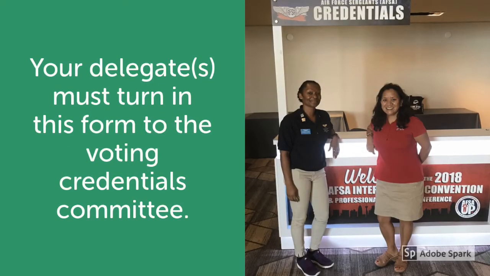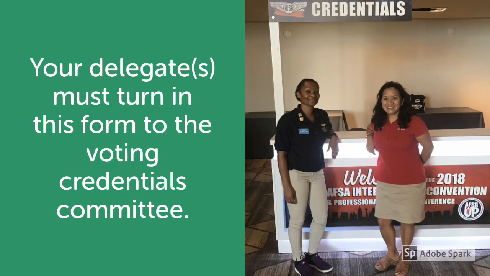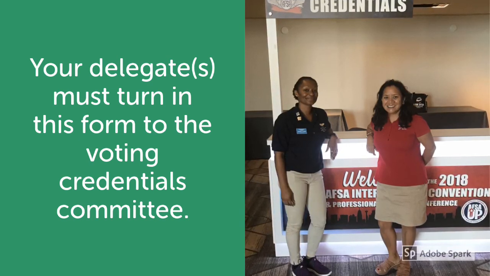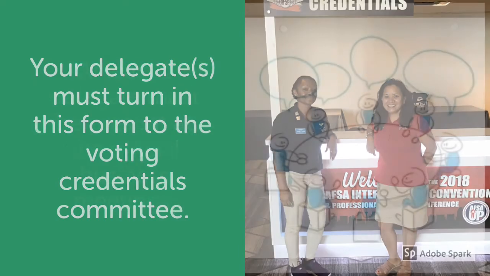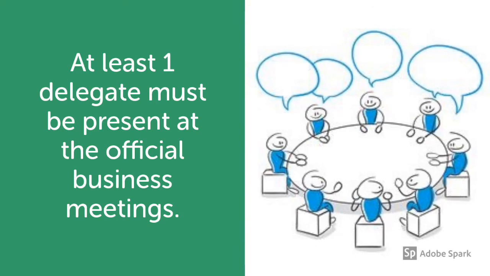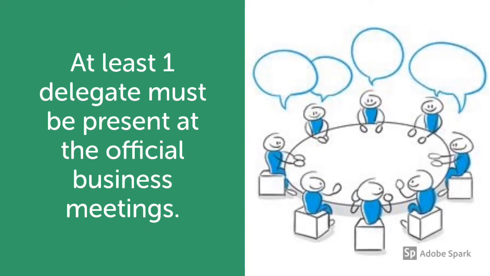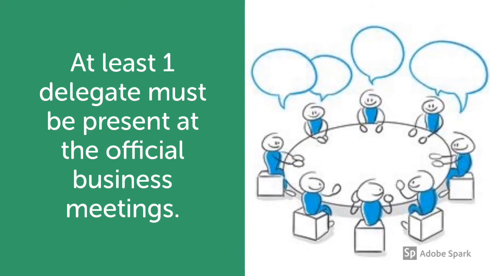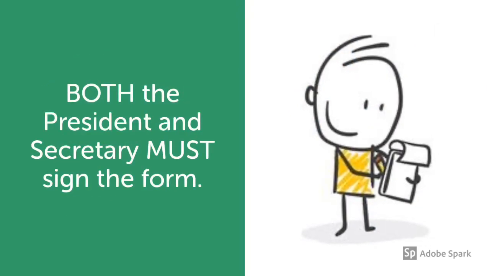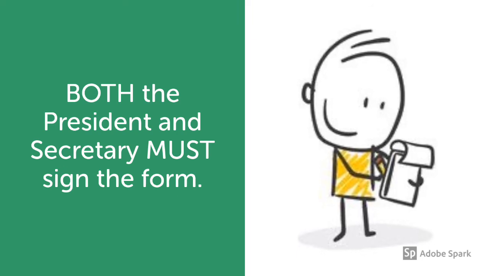At the convention, your delegate will turn in the form to the Voting Credentials Committee. If they do not turn in this form, they will not be able to participate in any of the official business meetings where voting is involved. Additionally, at least one of your delegates must be present at the official business meetings. Prior to any voting, there will be a roll call, and your delegate must be there to check in for your chapter. Again, I cannot emphasize enough that this form must be signed by both the president and the secretary.